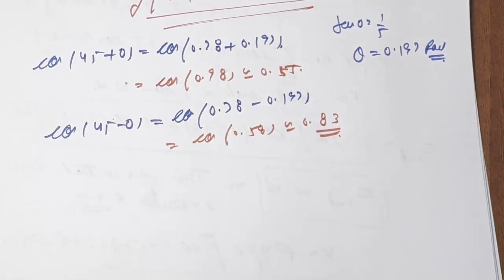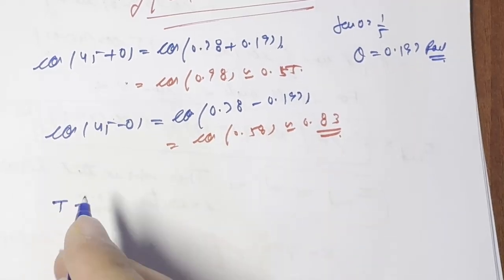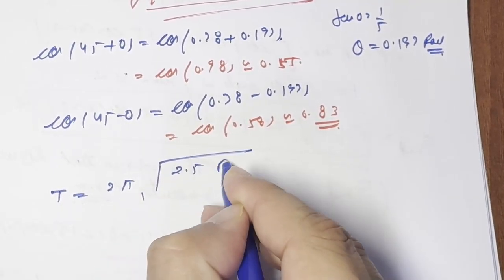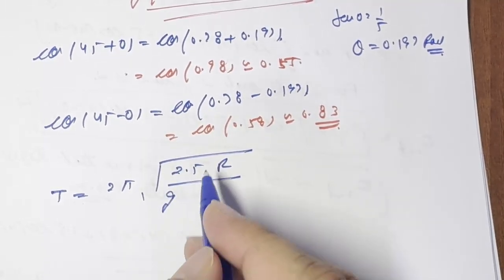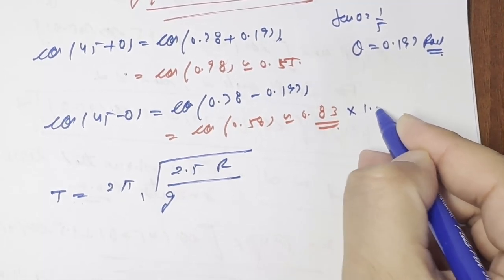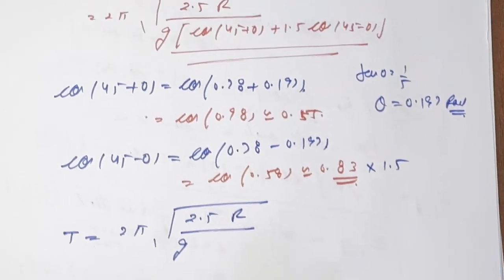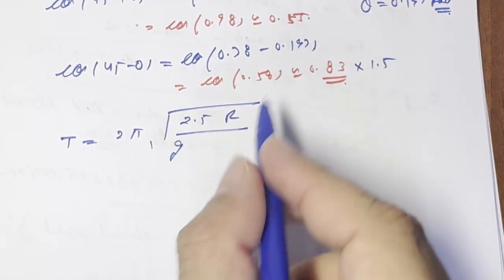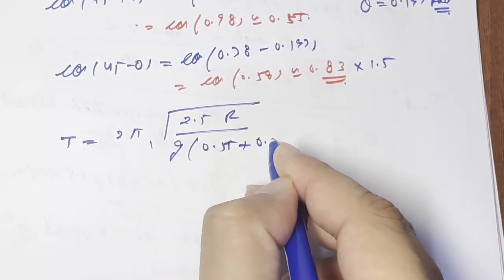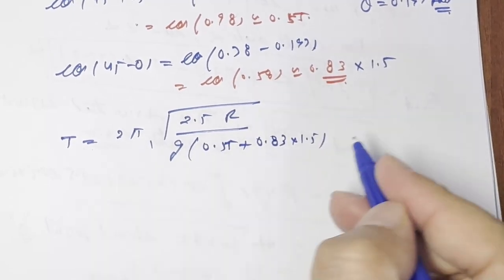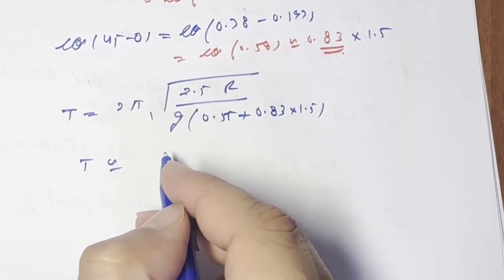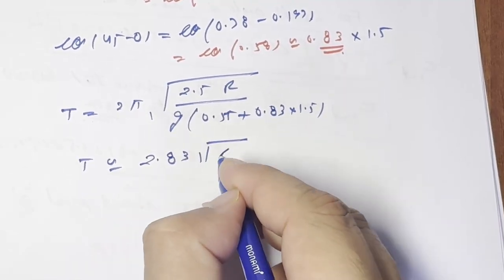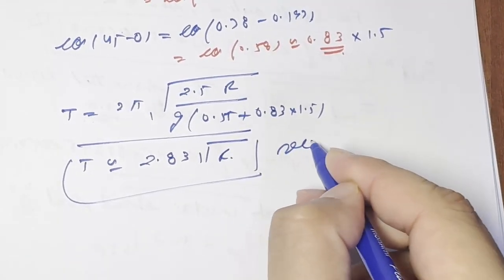So we substitute all these values, and we can say our time period T will be equal to 2 pi square root of 2.5 r by g, divided by 0.55 plus 0.83 multiplied by 1.5, and this gives us approximately the time period equal to 2.83 square root of r seconds.